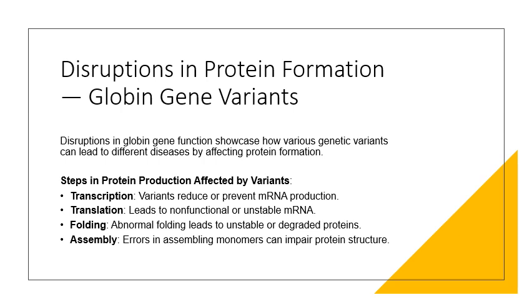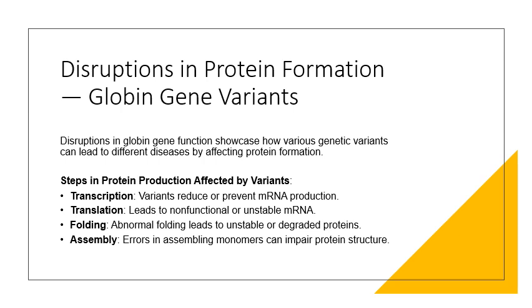So there are different steps in protein production affected by variants. We have transcription, where variants can reduce or completely prevent the production of messenger RNA, leading to decreased protein synthesis. In translation, mutations can produce non-functional or unstable mRNA, hindering the translation process. We have folding, where abnormal protein folding results in unstable proteins that are often targeted for degradation, reducing functional protein levels. Or in assembly, where errors during the assembly of protein subunits can impair the overall structure and function of the final protein complex.